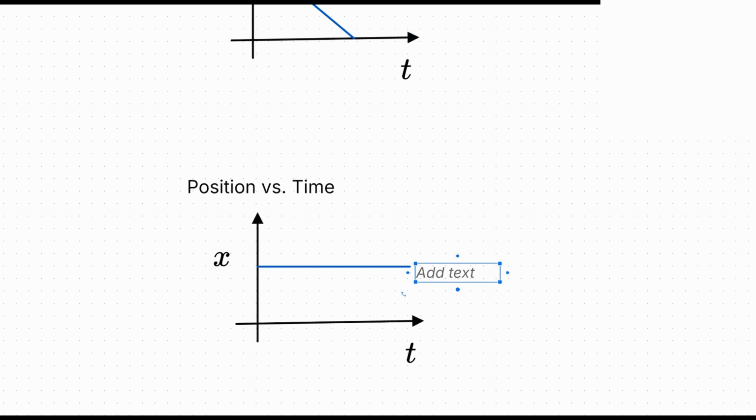Why are we confident about that? Because you didn't move your position. The position was not displaced. So whenever you have a horizontal line, it has a zero slope. And since for the position versus time graph, the slope is velocity, you have a zero velocity.